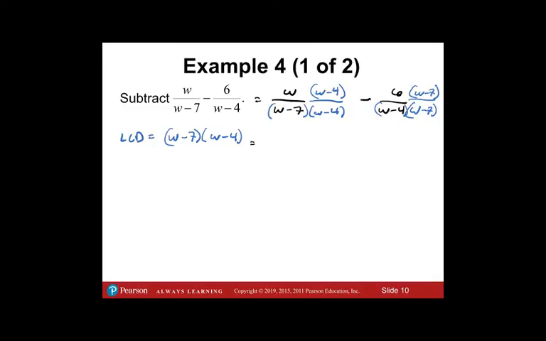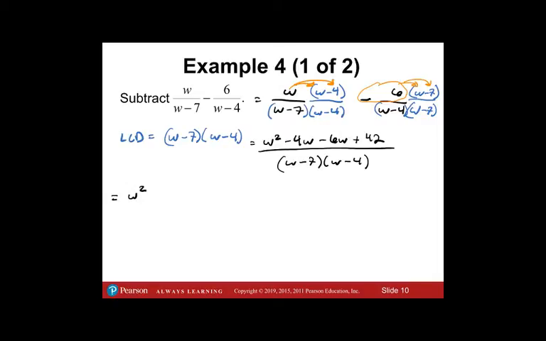let's see. Over here, we're going to have w squared, because I'm distributing this w here. I'm distributing this negative 6 here. So we're going to get w squared minus 4w minus 6w plus 42, all over w minus 7 times w minus 4, right? Let's keep going. I'm going to continue over here. We have w squared minus 10w plus 42 over w minus 7 times w minus 4.